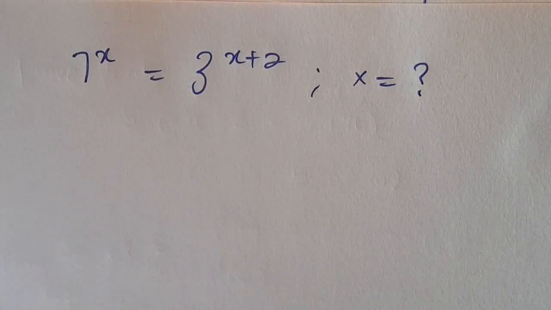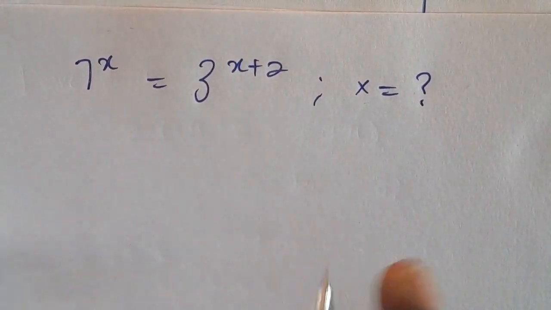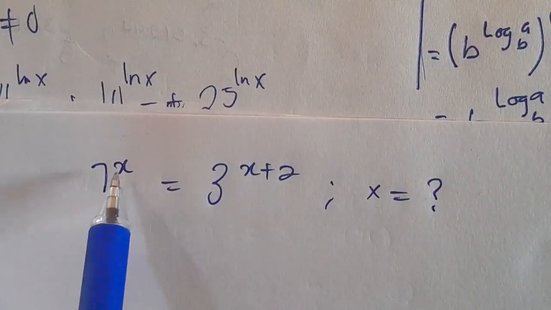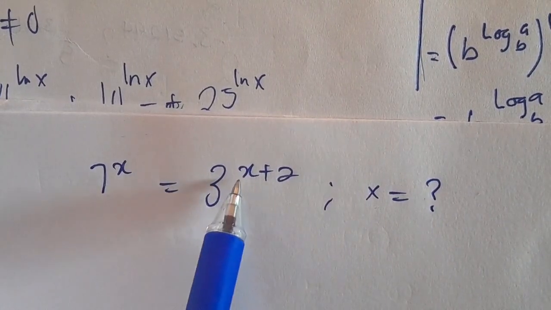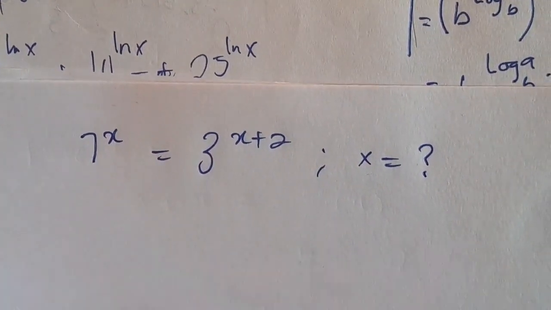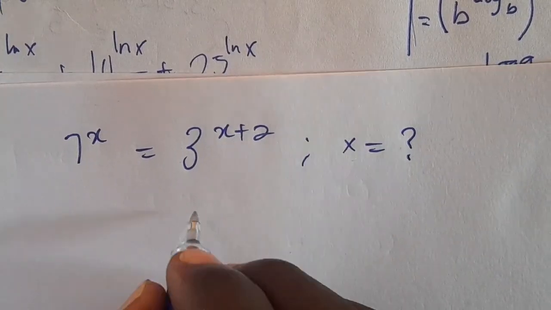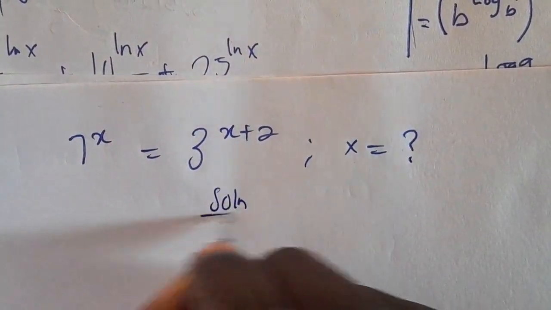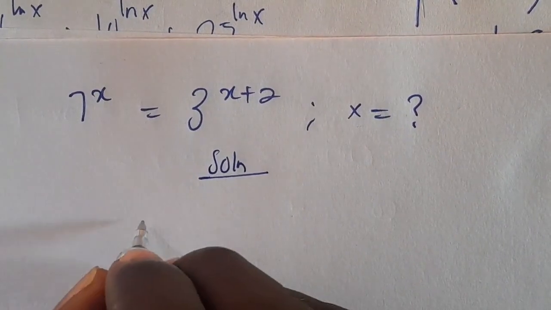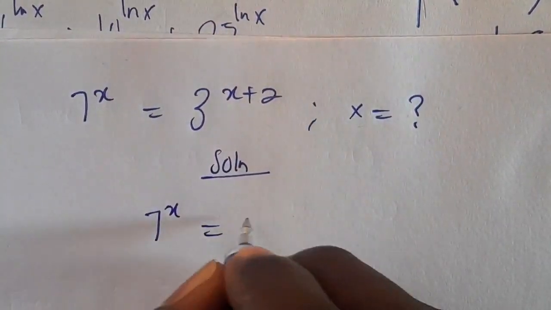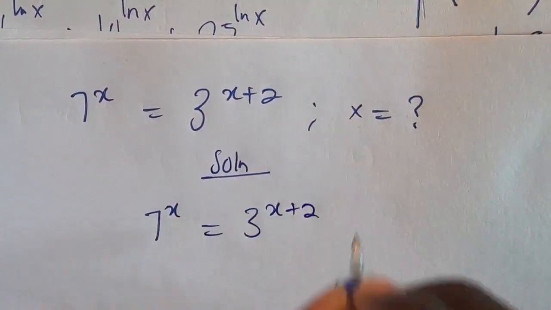Today we want to find the value of x, given that we have 7 to the power of x equals 3 to the power of x plus 2. So guys, let's have it to be solution. We have 7 to the power of x equals 3 to the power of x plus 2.